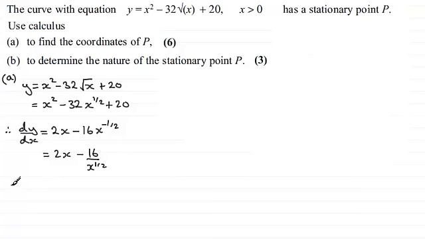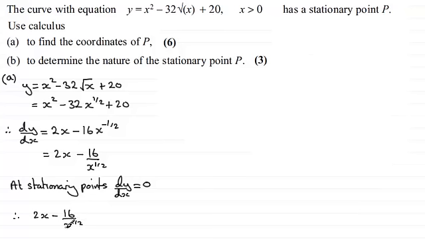Now we know that at stationary points, the gradient that is given by dy by dx has to equal 0. So that means that our equation, 2x minus 16 over x to the power half, or you could write the square root of x, equals 0. So coming down here now, we need to solve this equation for x.